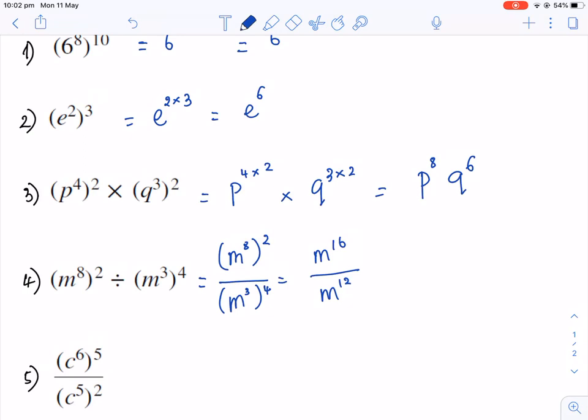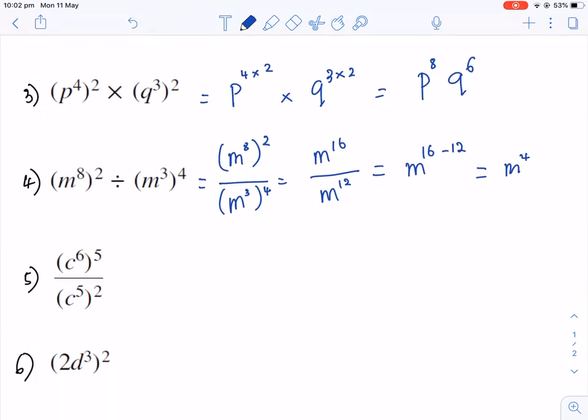Is it your final answer? No, it's not the final answer, because when you divide two variables in index form with the same base, you can use the second index law. If you are confused about how to do this, or what the second index law is, then open the video on the second index law and watch it again. So in this case, it will equal m to the power of the numerator's index take away the index of the denominator, and your final answer is m to the power of 4.